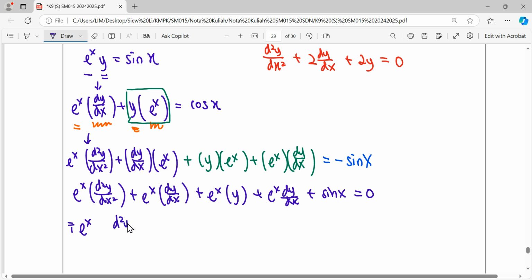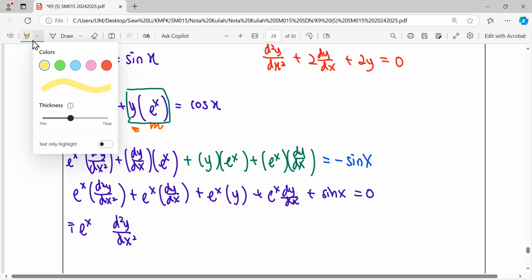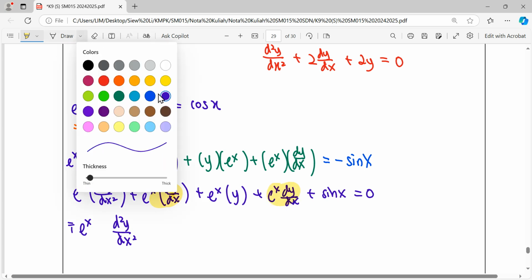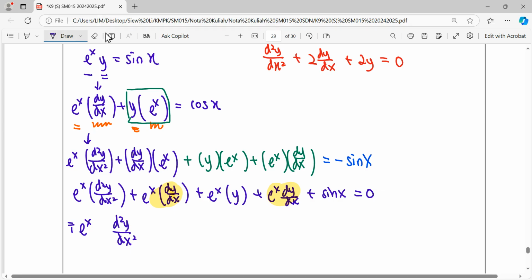So we get d²y/dx². And then we look for the similar terms. You can see e^x dy/dx, e^x dy/dx, so actually they are similar. When you take out your e^x and divide by e^x, we have dy/dx plus dy/dx. So these two terms give us 2 dy/dx. And we divide this e^x, we get y. Then for this sin x, we divide by e^x, equals to 0.